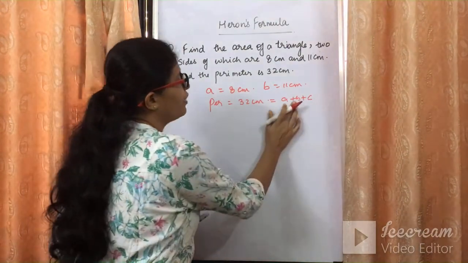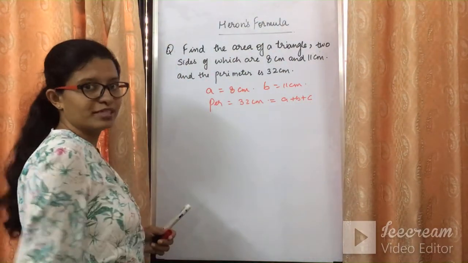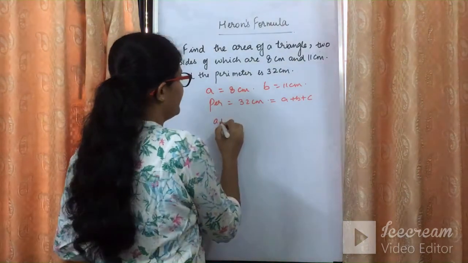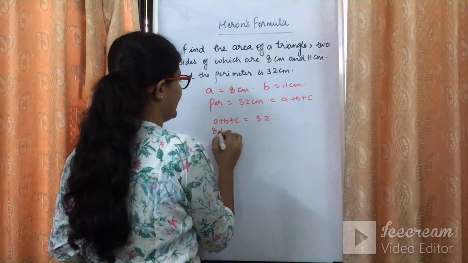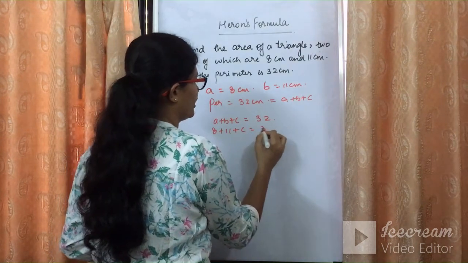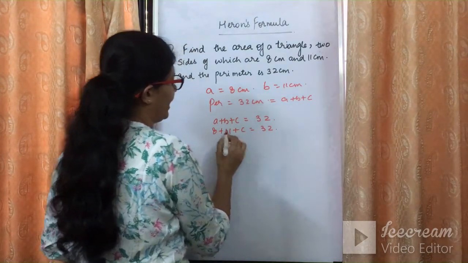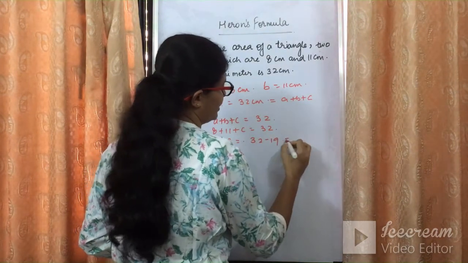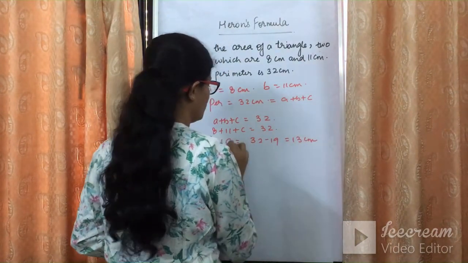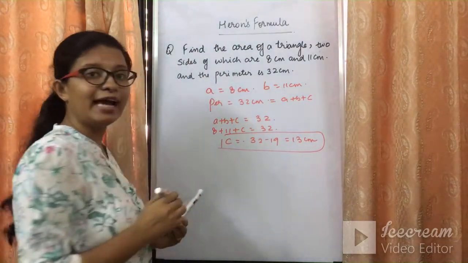So if I have A plus B plus C, can I take out C from this equation? Let's see. A plus B plus C is equal to 32 and we have A and B with us. That is 8 plus 11 plus C is equal to 32. So C comes out to be 32 minus 19, as 8 plus 11 gives me 19. That will give me 13. So C comes out to be 13 cm. So all the three sides I have with me.